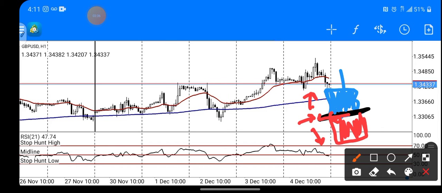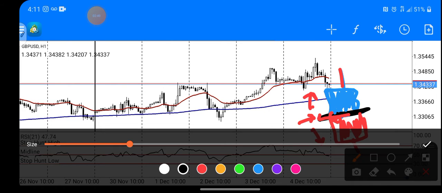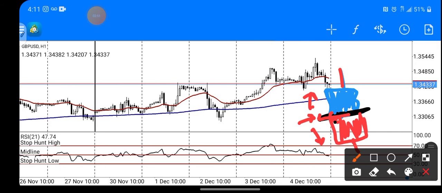Any pullback from the high of the candle forms a wick. Any pullback from the low of the candle forms a wick. So price will be fluctuating back and forth between all of this, switching between green and blue, depending on how it closes. It makes the candle the way that it looks.